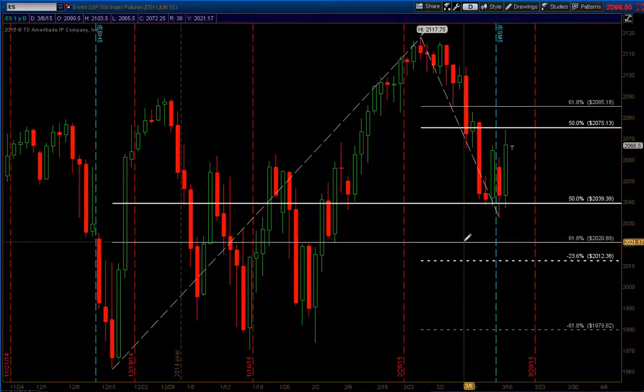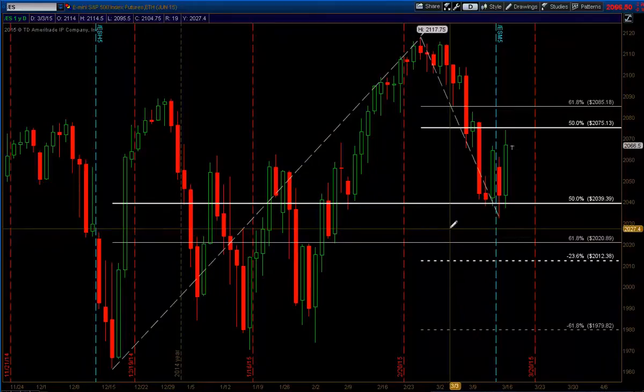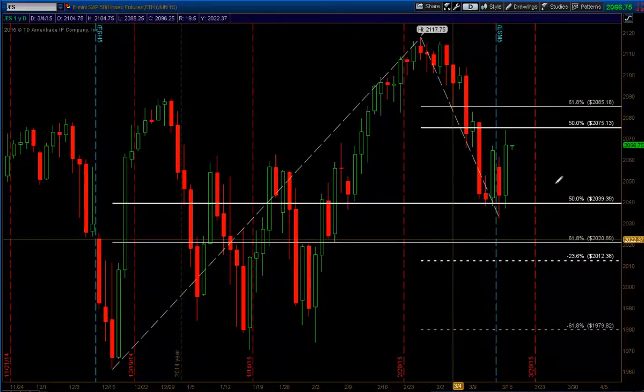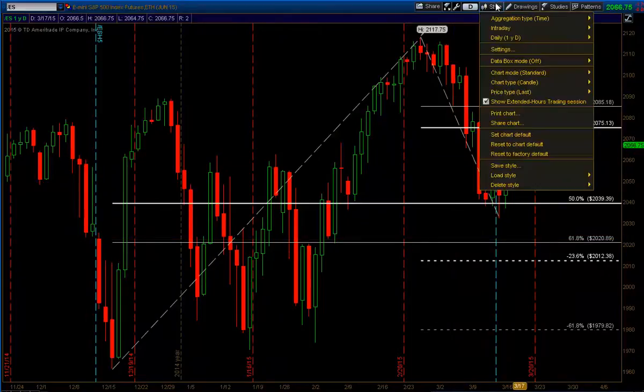So a couple of things I want to go over in the video. I want to break down the setups from today's trading. We'll look at a 5-minute chart. The first thing I want to switch to is a Heikin Ashi candlestick on a daily chart.